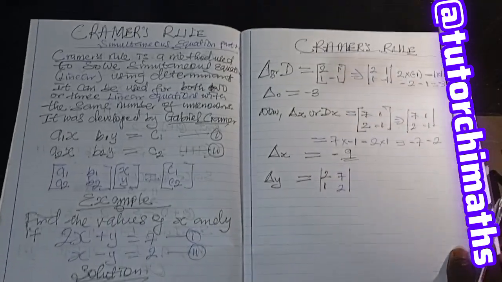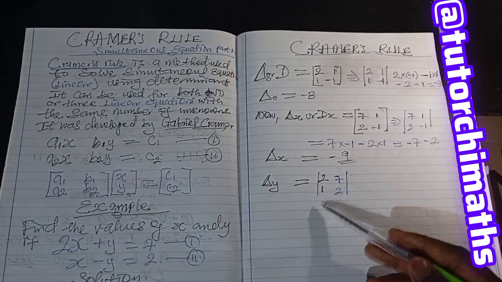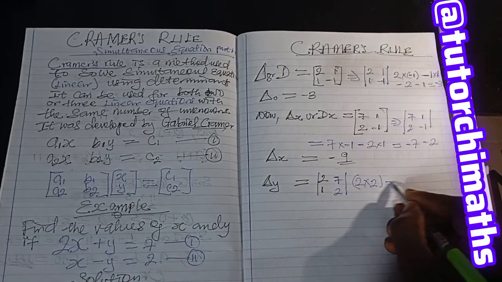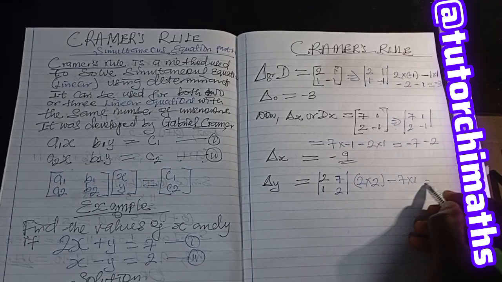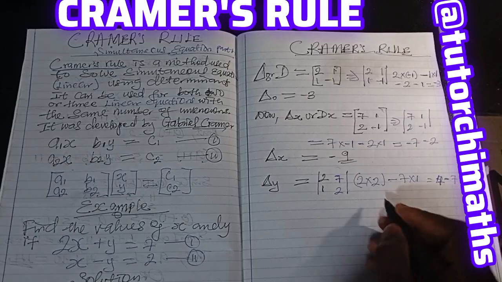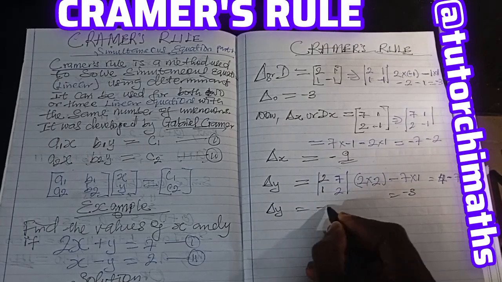Okay, so determinant is product of the leading diagonal minus the lagging diagonal. So we have 2 times 2 minus 7 times 1, which is 4 minus 7. Good. So we have minus 3. So change in y is equals to minus 3.